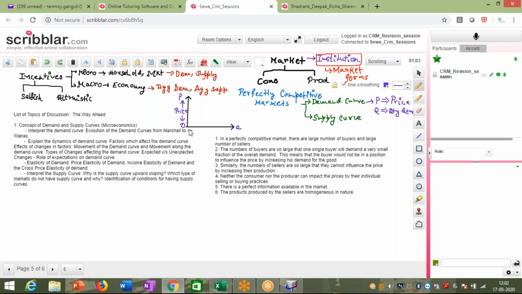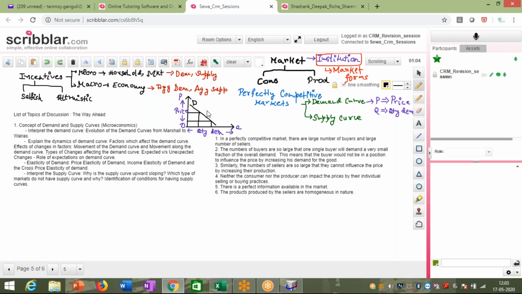And over here, what you have is quantity demanded, right? So how does the graph look over here? Obviously, as the price increases, the demand for the commodity would fall, right? So at a higher price, you would expect a lower quantity demanded. And at a lower price, we would expect a higher quantity demanded.